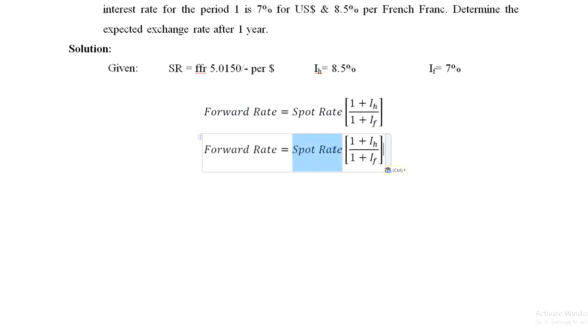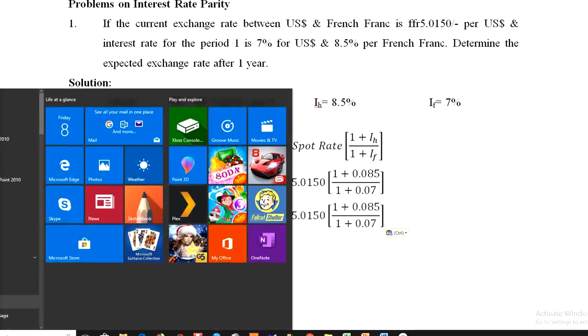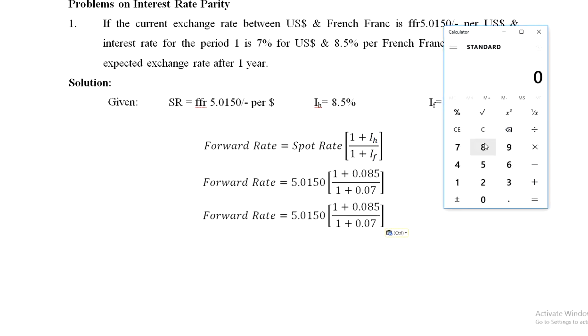Let us replace the values here. Spot rate is FFR 5.0150, and interest rate in home country is 8.5%, so that is 0.085, whereas interest rate in host country, that is 7%, 0.07. So we have to solve this. In order to solve this, we need a calculator, right? The calculator is here. We shall solve this.